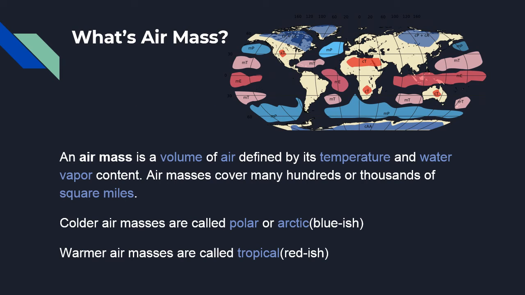And here's a picture of an air mass. It's a volume of air defined by its temperature and water vapor content. They can cover hundreds or thousands of square miles. Colder air masses are called polar. They're the bluish ones towards the North Pole and South Pole, if you look at the picture. And near the equator in the tropics, there are warmer air masses, and these are called tropical. If you look at the picture, they're the red ones. So, warmer and cooler air masses.